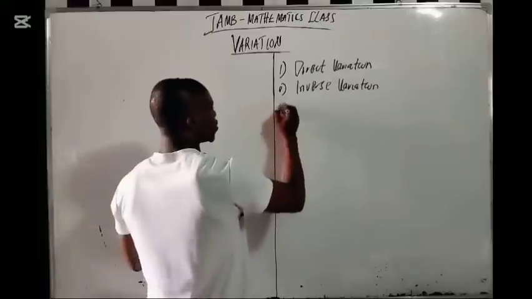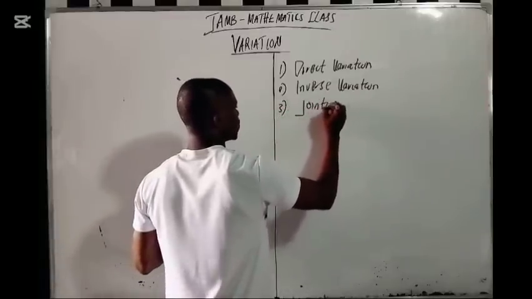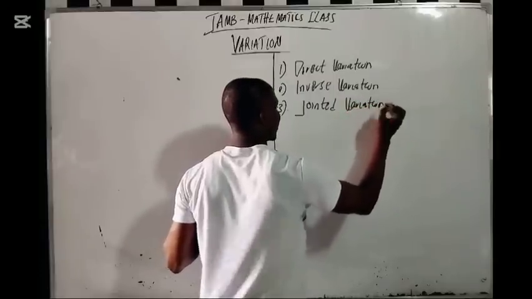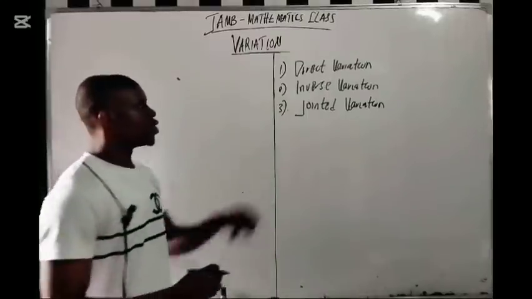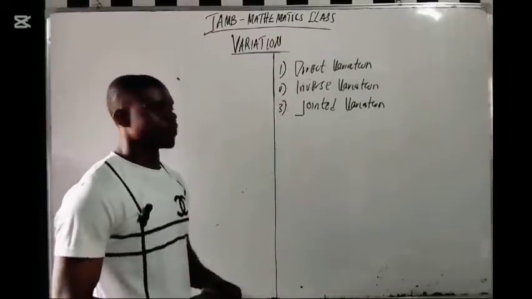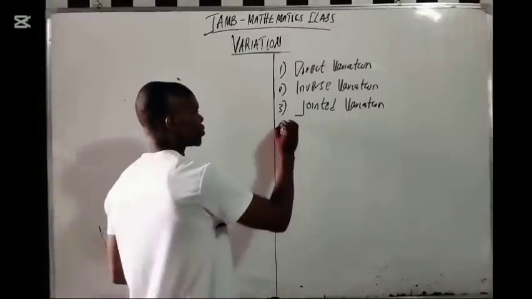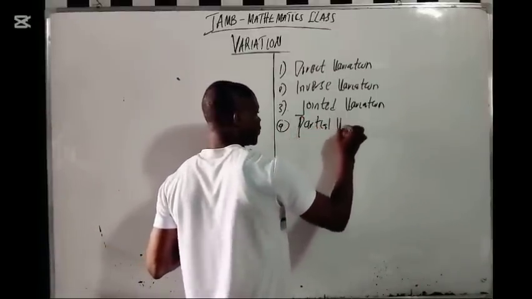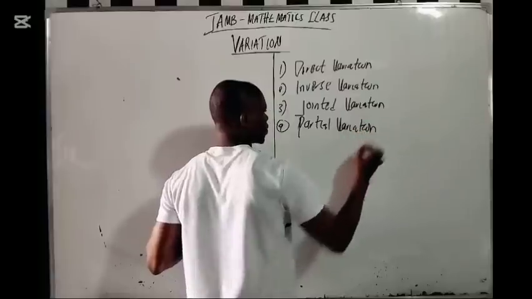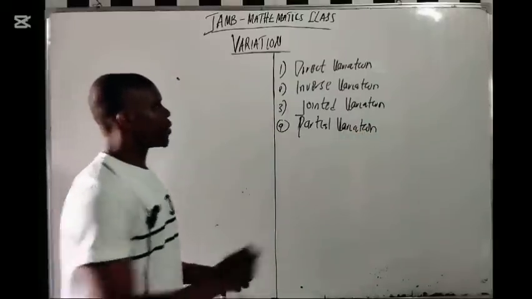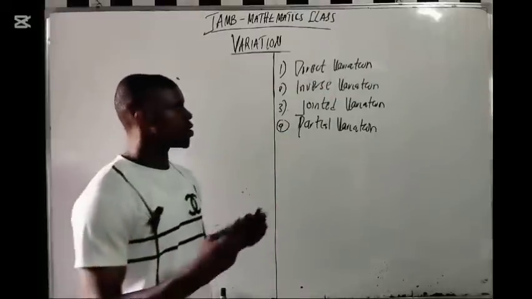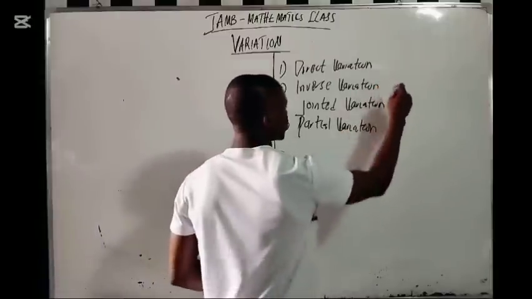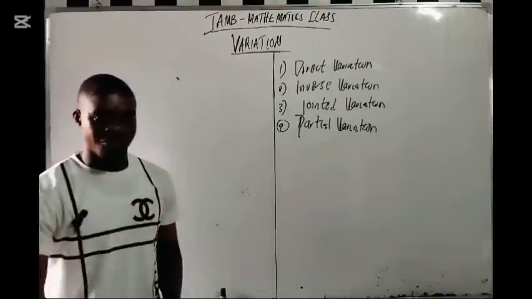Then the third one is joint variation, that is, you are joining both direct and inverse variation. The last one is called partial variation. Now we have to look at direct variation in this video. Variation will be about 4 videos, because each video will cover one.